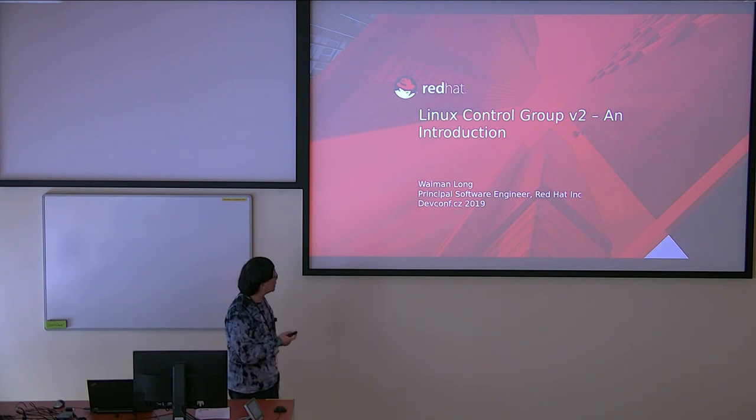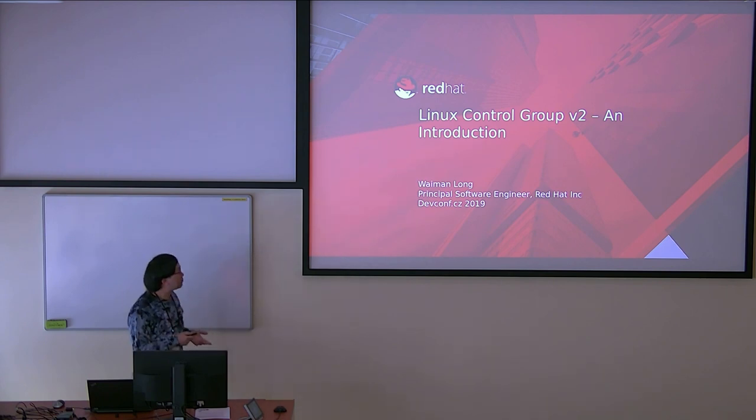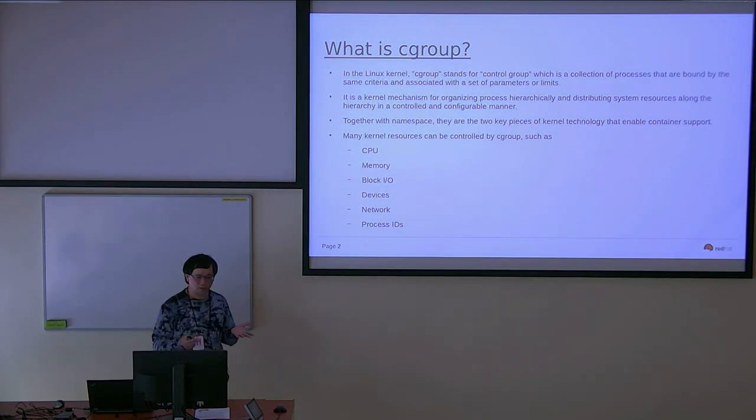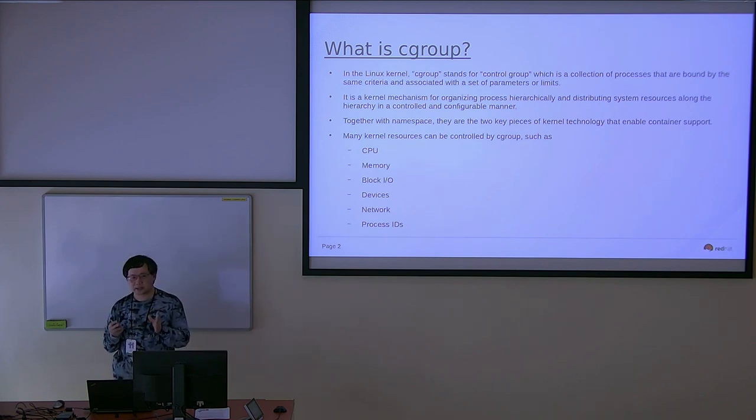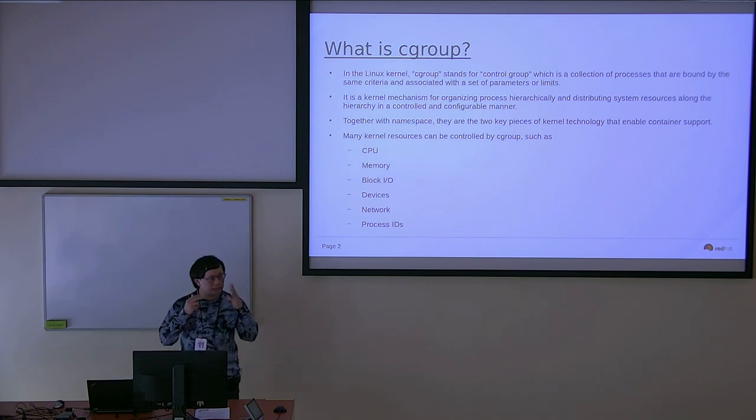So today, my presentation is about cgroup v2. First of all, I want to introduce what a cgroup is. In the Linux kernel, cgroup is a shorthand notation for the name control group, which is just a collection of processes that are bounded by the same criteria and associated with a given set of resources that you want to control.